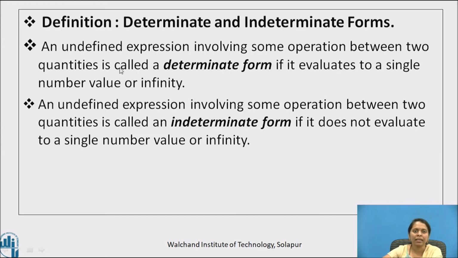So we will define determinate and indeterminate forms. An undefined expression involving some operations between two quantities is called a determinate form if it evaluates to a single number value or infinity, while an undefined expression involving some operations between two quantities is called an indeterminate form if it does not evaluate to a single number or infinity.